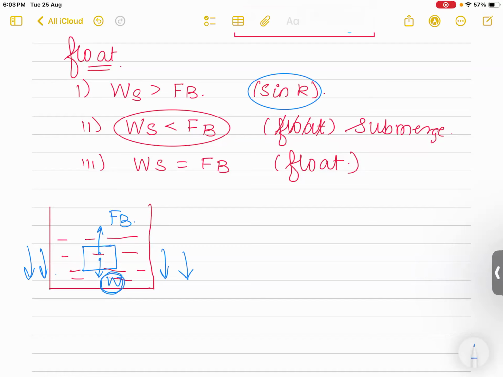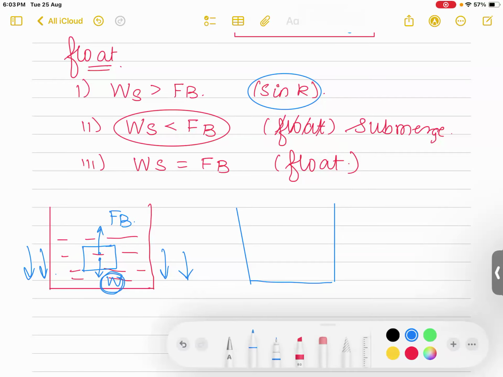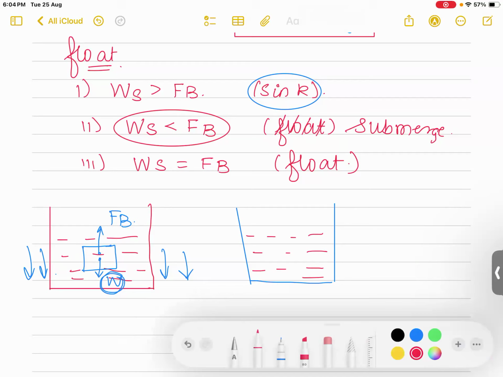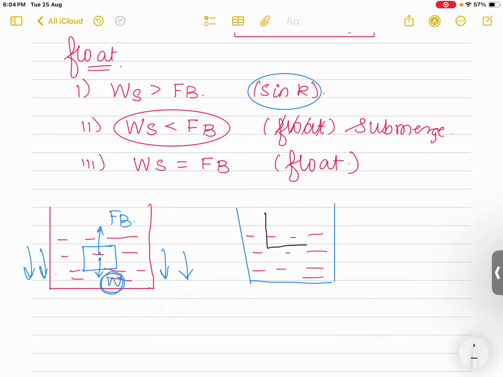I'll show you how. When I talk about the second case, I have a beaker here. In this beaker, I'm going to add a liquid, again some random liquid. On adding that liquid, the object will try to go somewhat like this. If its weight is less and if upthrust is more, then some portion of the object will be outside and some portion will be inside. We call such a situation the object being submerged.